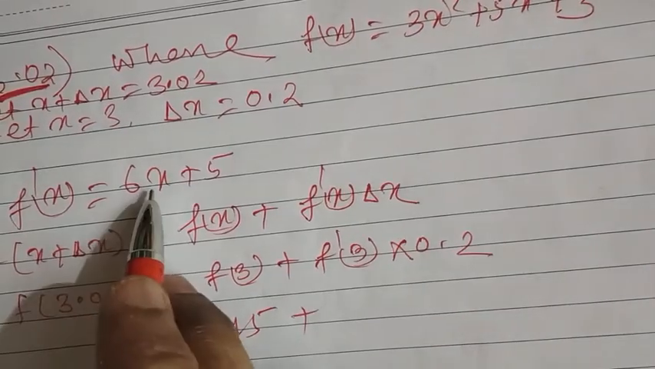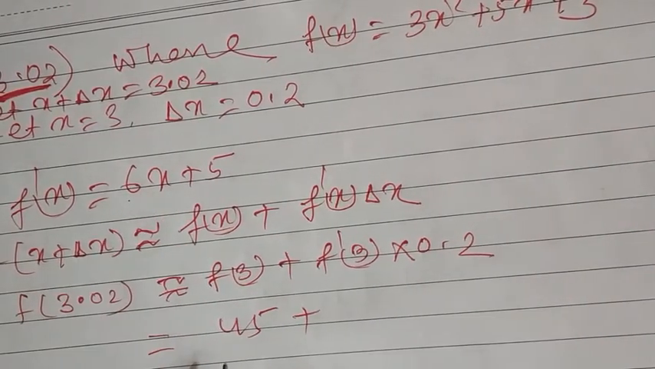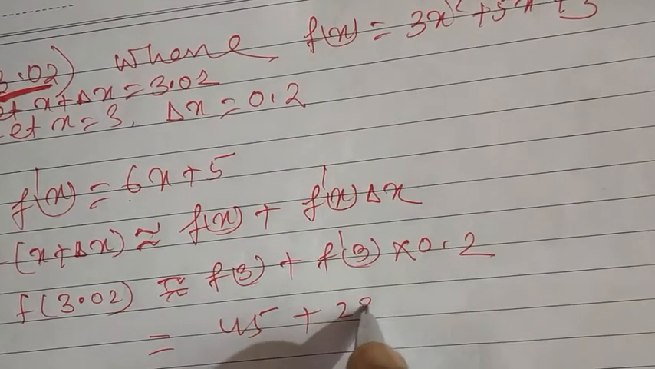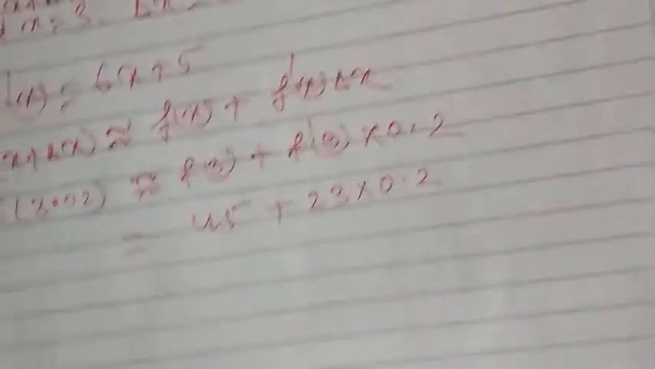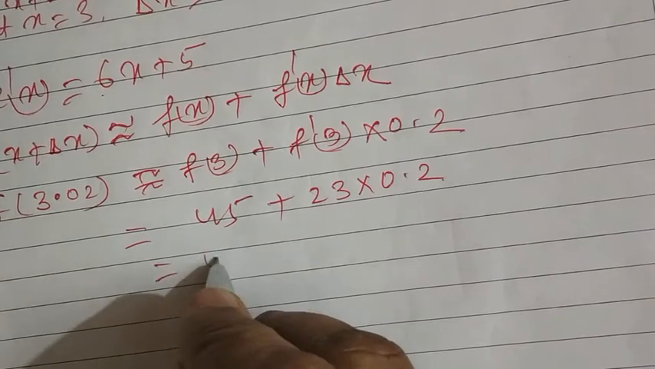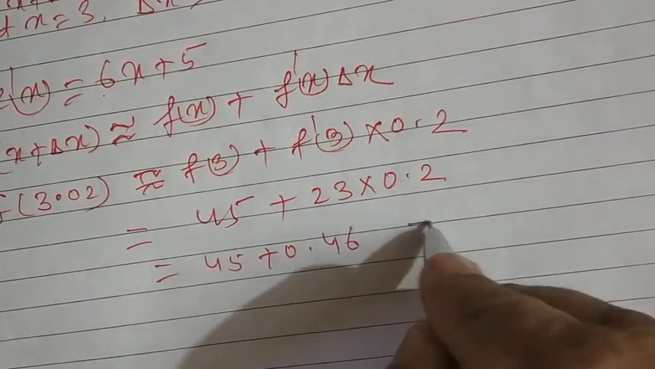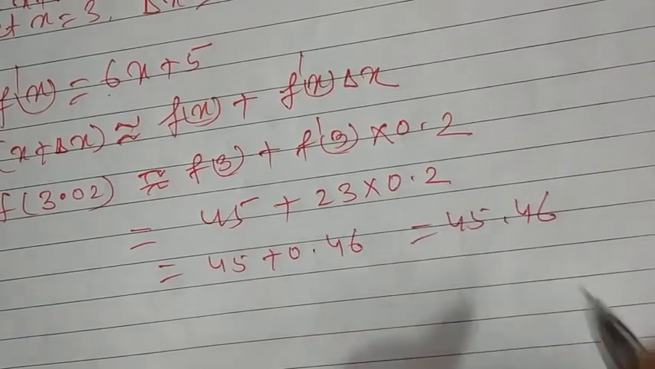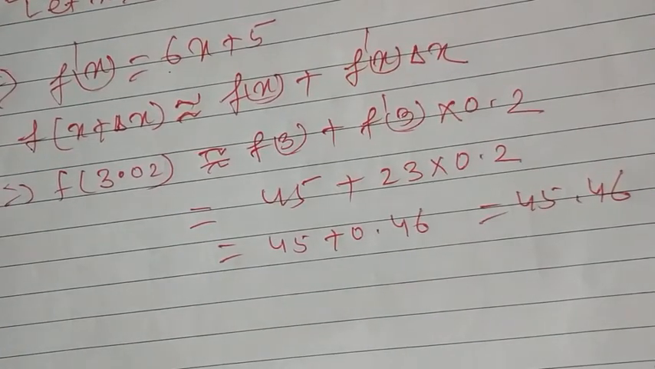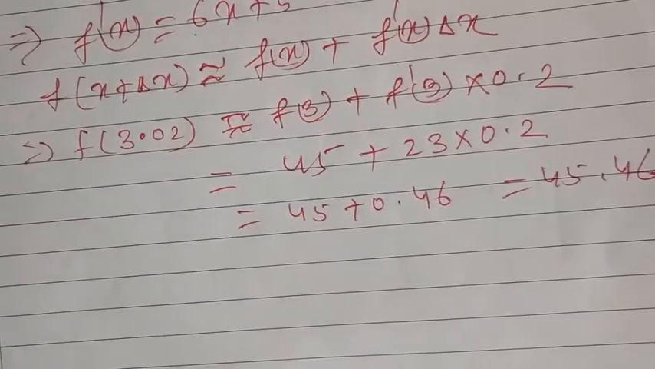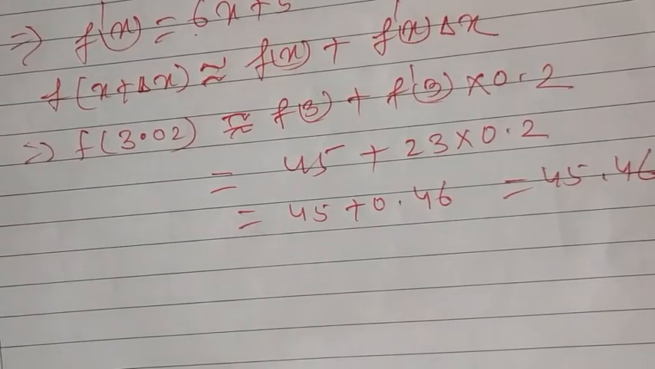Plus, what is f dash 3? 18 plus 5. What is it? 23 into 0.02. So it is 45 plus 0.46. That is 45.46. Very simple. Now you can use differentiation to approximate functions. Let us move ahead.